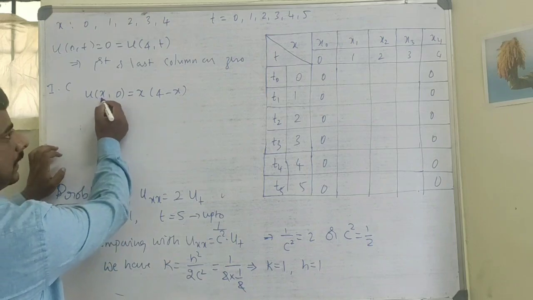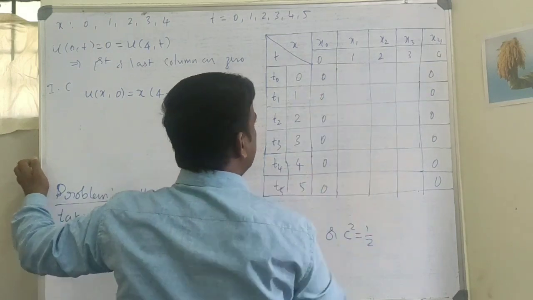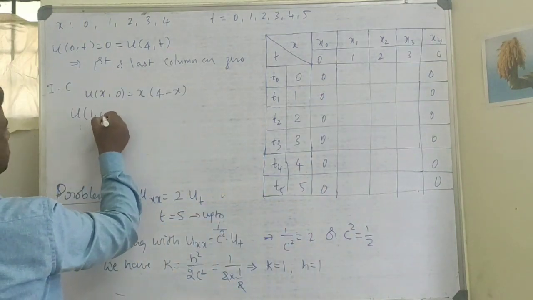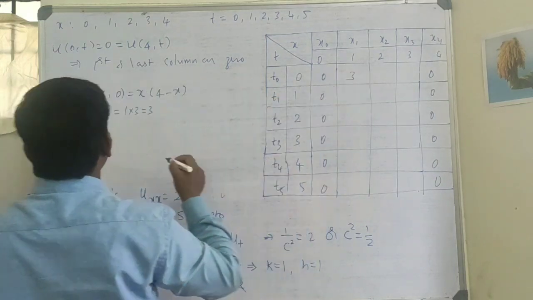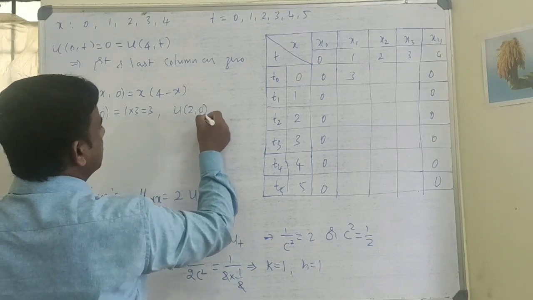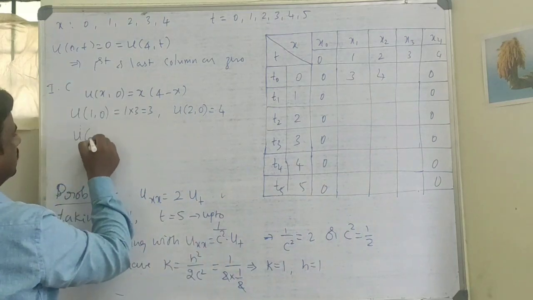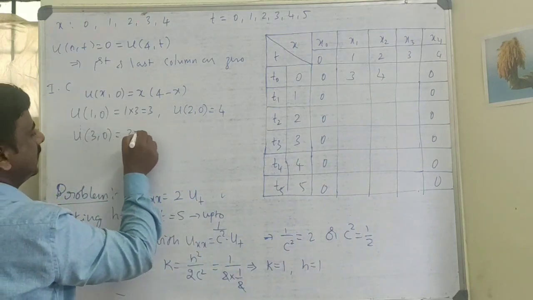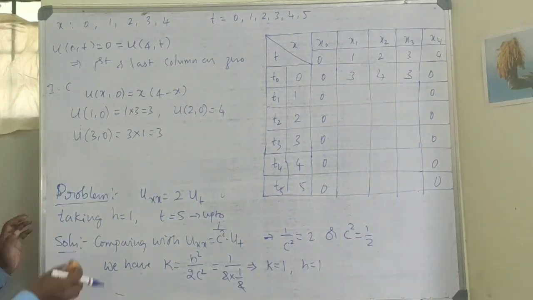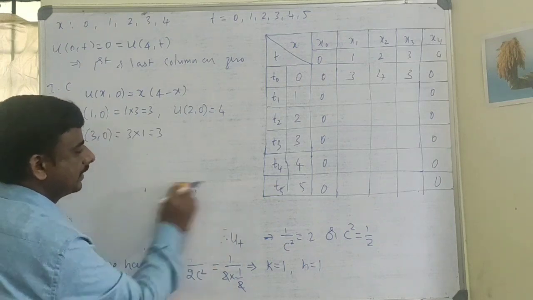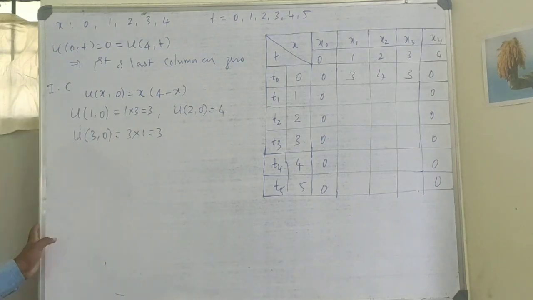Now, x, no need to take 0 or 4, that we have already written. So between 0 and 4, u of 1 comma 0 is 1 into 3, 3. Next, u of 2 comma 0 is 2 into 2, 4. Next, u of 3 comma 0 is 3 into 1, 3. So I got this table. Next, I want to find other entries. To find other entries, we have to use the formula.